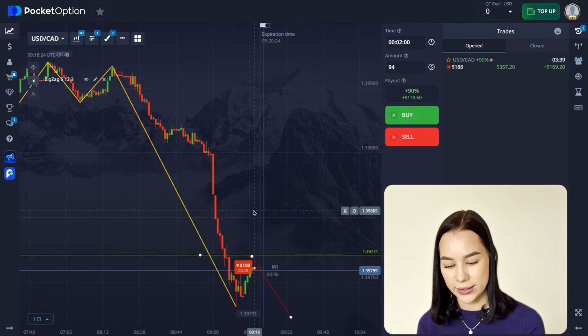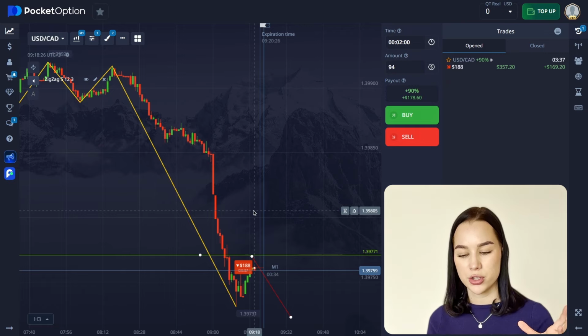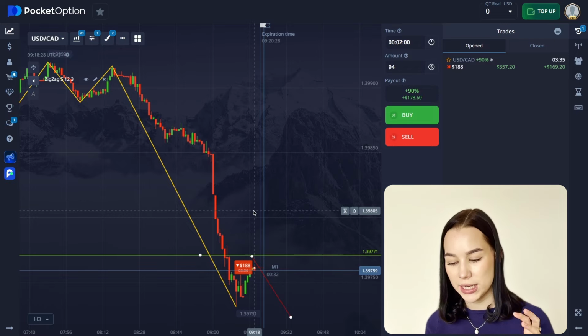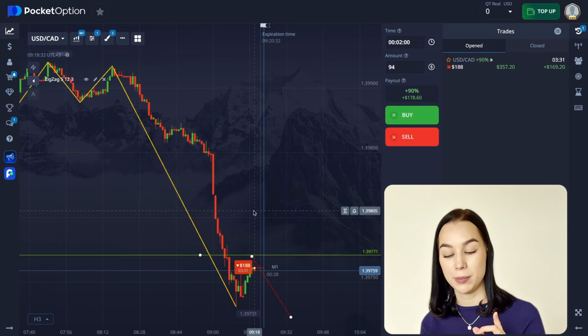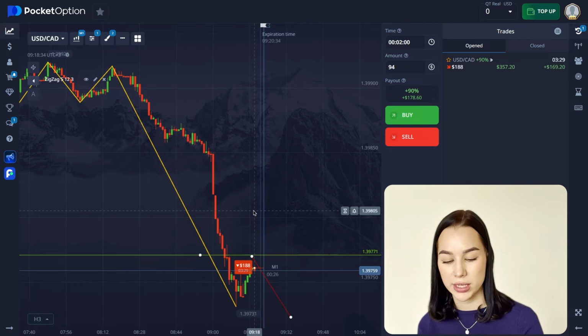And now we're gonna analyze it more. So the overall market structure shows a strong downtrend, a clear sequence of lower highs and lower lows, also highlighted by the yellow zigzag lines. That's why we're using it here.